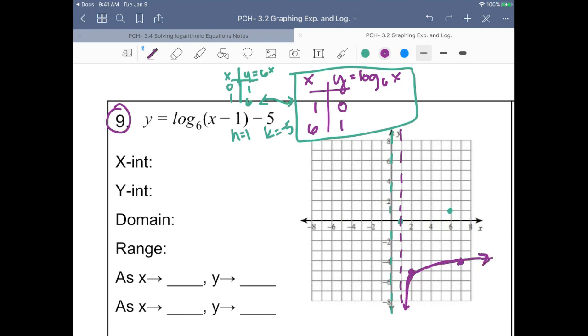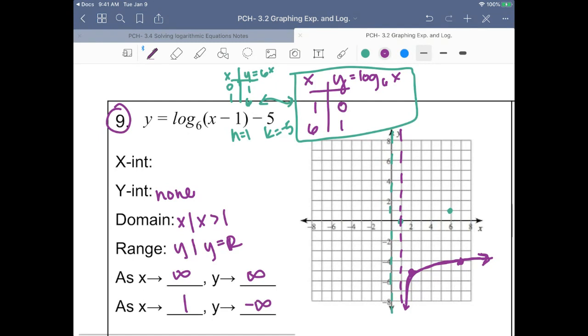So my x-intercept is, we're going to have to solve for that now, and we'll do that in a second. My y-intercept is none. X has to be greater than 1. The range is y is all real numbers. It rises and falls towards infinity and negative infinity. As x goes to infinity, y is going to slowly go towards infinity. And as x goes to 1, y goes to negative infinity.